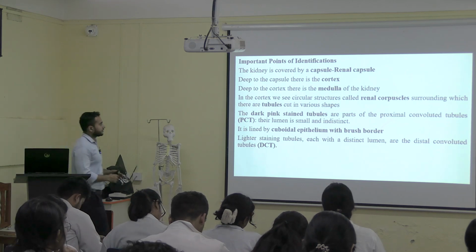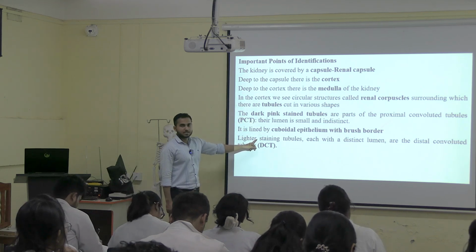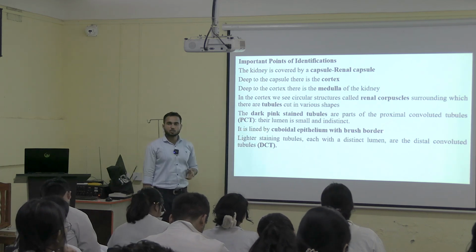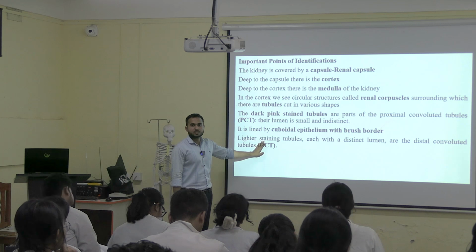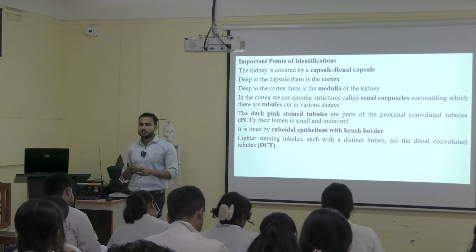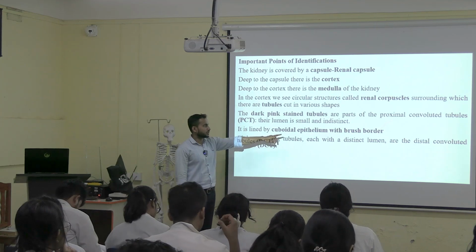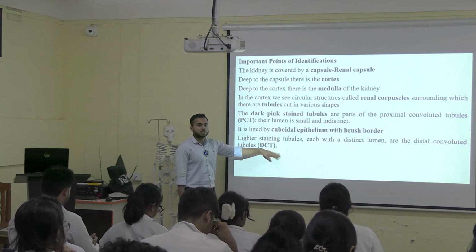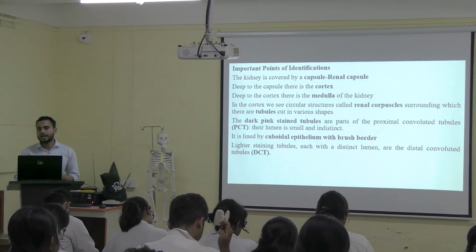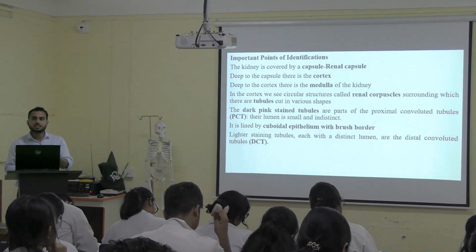So in case of PCT, first of all it is dark stained. DCT is light stained. Here the lumen is small and indistinct, that means irregular lumen. Here the lumen has a distinct shape, mainly oval in nature. So these are some important parameters by which you can differentiate. Next, what is the lining epithelium? Simple cuboidal epithelium with brush border. Here also the same, but the brush border is absent. So these are some points which can be identified under the microscope. Like this we can differentiate the PCT and DCT.